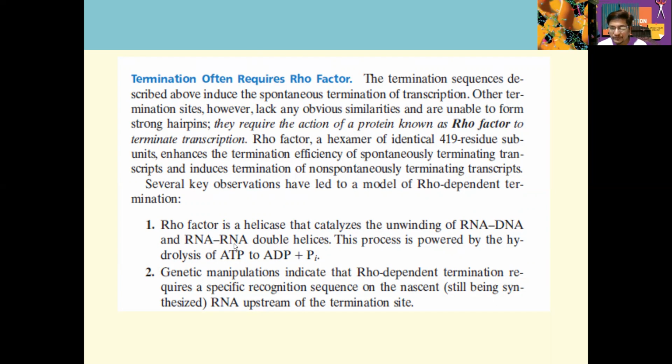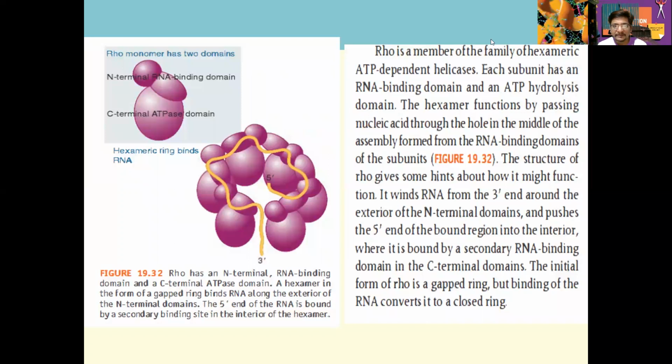So termination often requires the rho factor, as I just told you. And what exactly is the rho factor? Rho factor is a helicase which unbinds the DNA and RNA hybrid. It can unbind RNA double helices as well. Like all helicases, this requires power from ATP. In the rho-dependent case, the termination requires a specific recognition sequence on the nascent RNA, which is just upstream from the termination site.